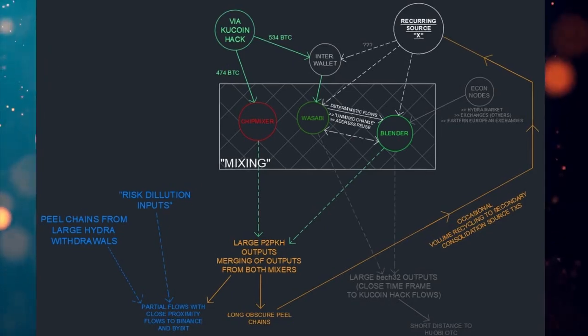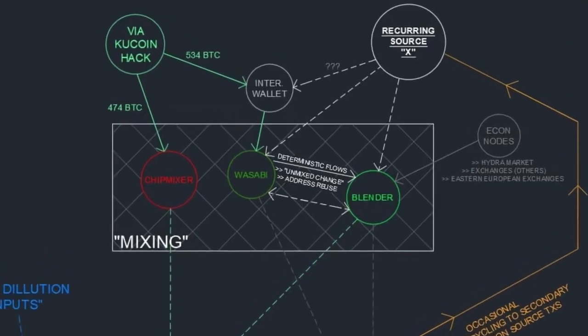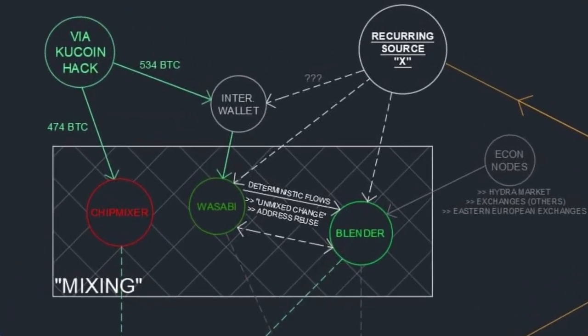What we also saw was some recycling of these long obscure peel chains back to the top right of this diagram, and we called this recurring source X, which has been a very large source of volume for both Blender and Wasabi.